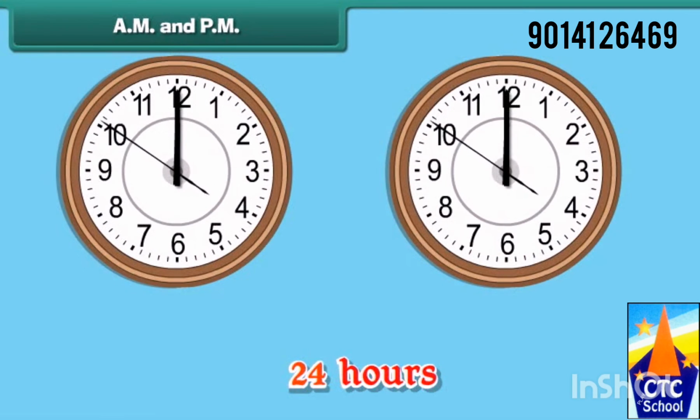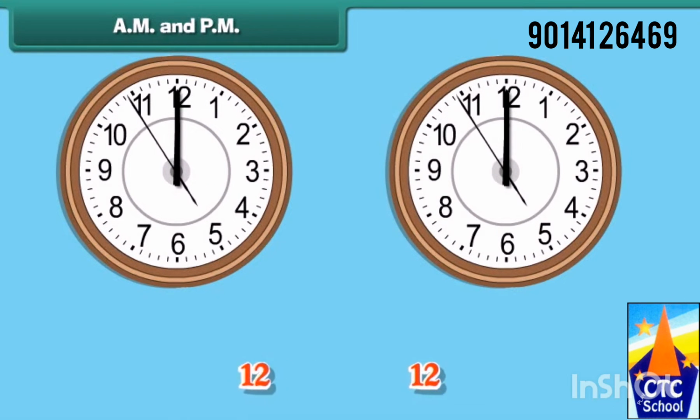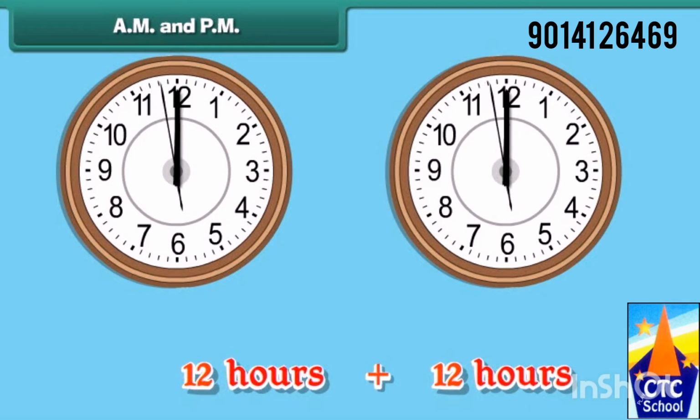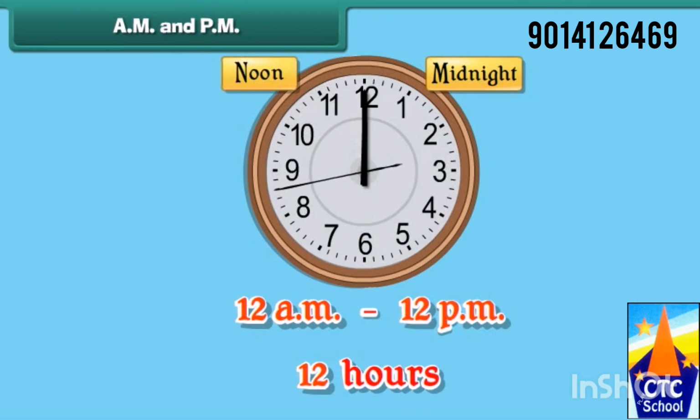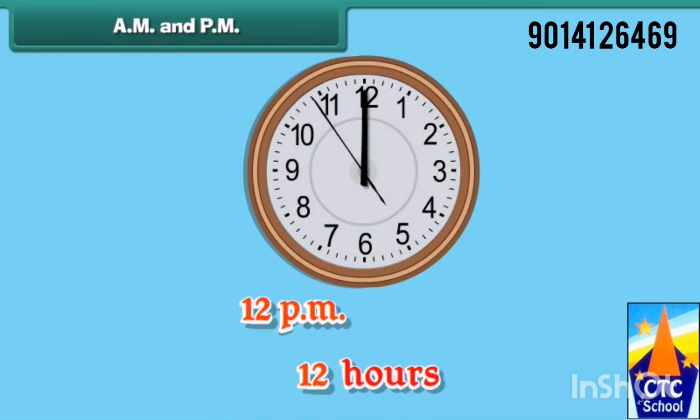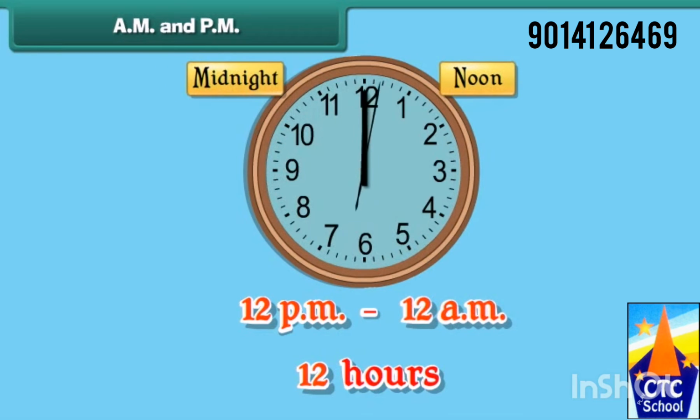The 24 hours of the day are divided into 2 periods of 12 hours each. The first 12-hour period is from 12 midnight to 12 noon. AM is used to denote time of this period. The second 12-hour period is from 12 noon to 12 midnight. PM is used to denote time of this period.